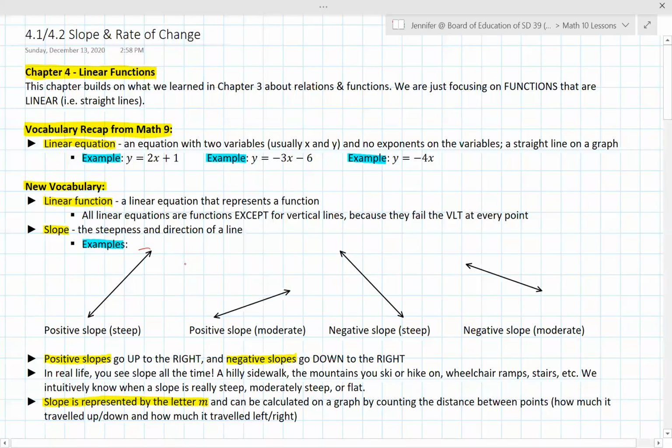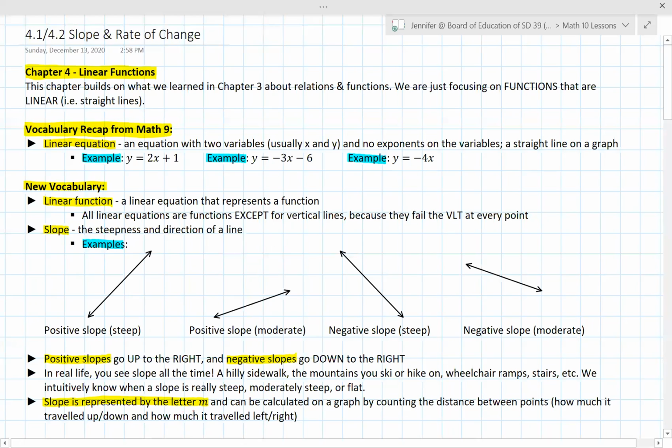So for example, this could represent if you were hiking up a mountain because it's pretty steep. This could represent when you're skiing down a mountain. A completely flat line would maybe be if you were like walking down the hallway. And then you could have some smaller slopes if you were just walking out in the city.